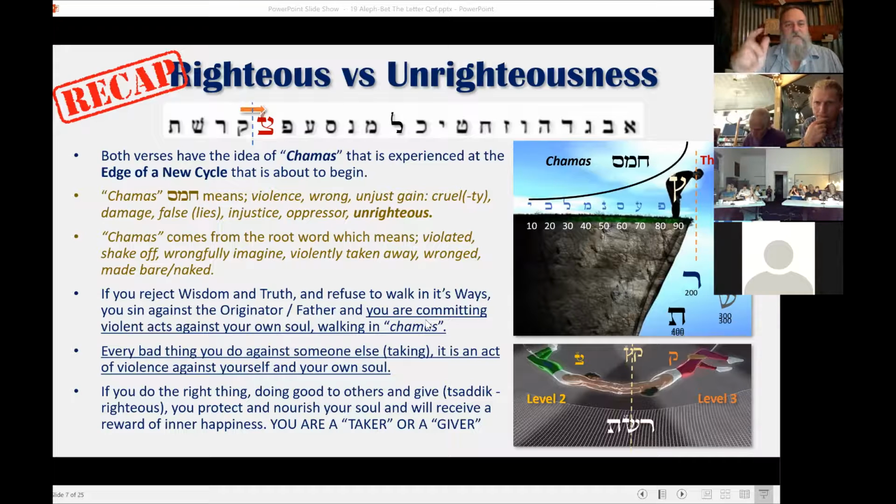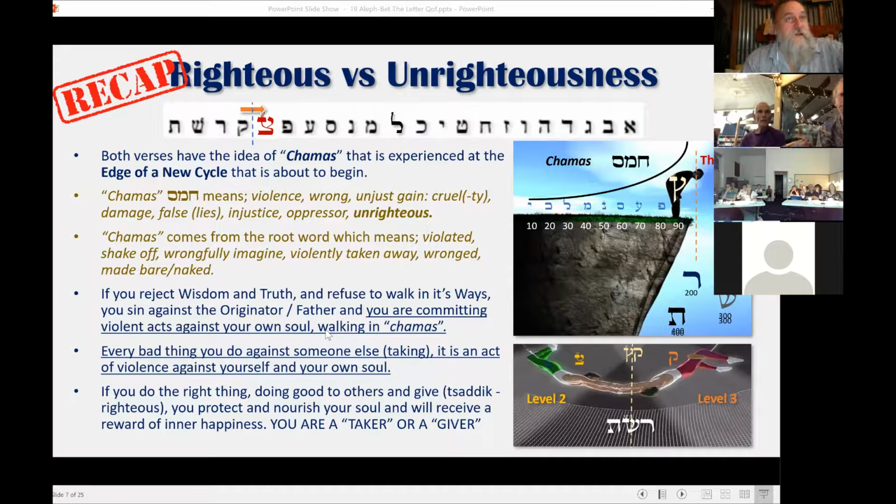So Hamas, as I said, is the opposite of righteousness. Now, Hamas means violence, wrong, unjust gain, cruelty, damage, anything that's false or lies, injustice, oppressor, and also unrighteous. So it's absolutely the opposite of Tsadik, which is the previous letter. So it is as if you are wanting to take the next step to a higher level, but as you try, this Hamas is pulling you back. And the more you try, the more it increases to try and pull you back. So it's like a force, a negative force, and that's where that word opposer comes from.